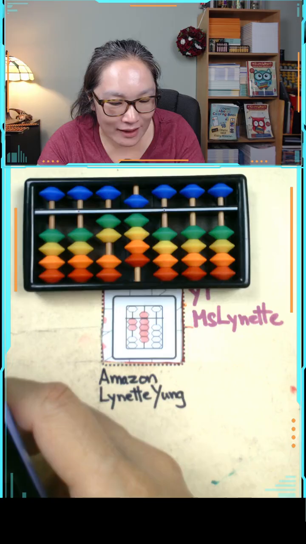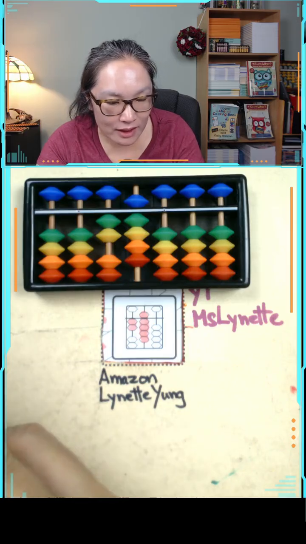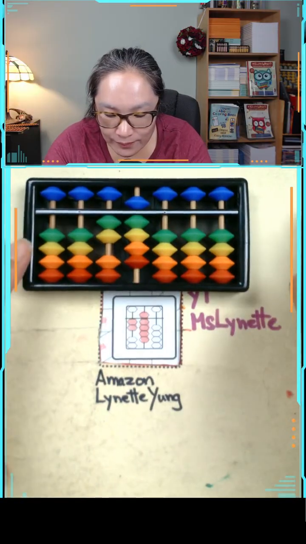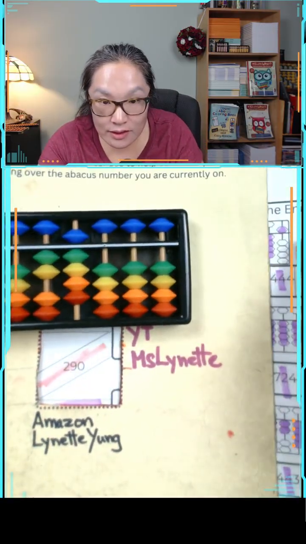All right. So how are we doing? We are going to continue on. So we have 290. And it takes us to this number.